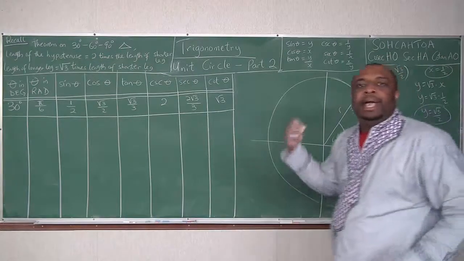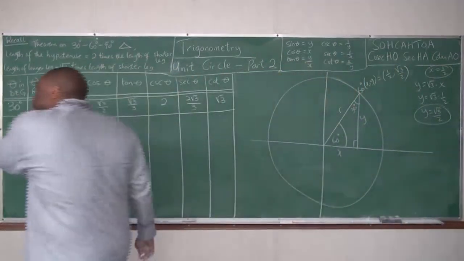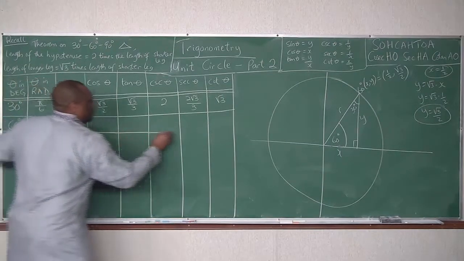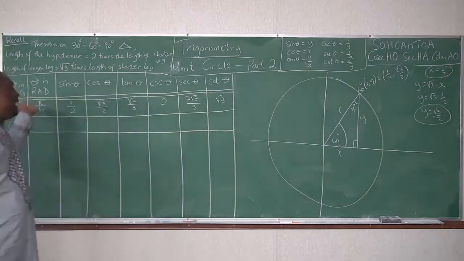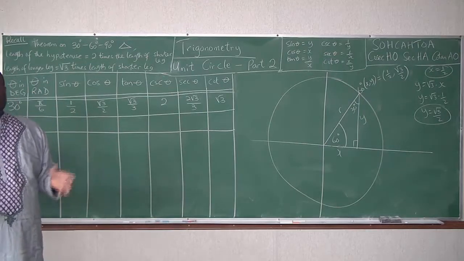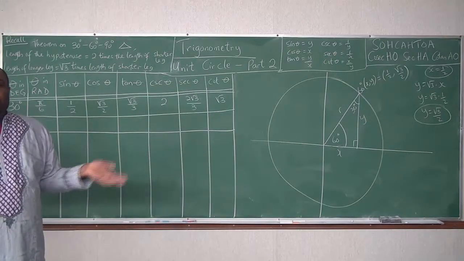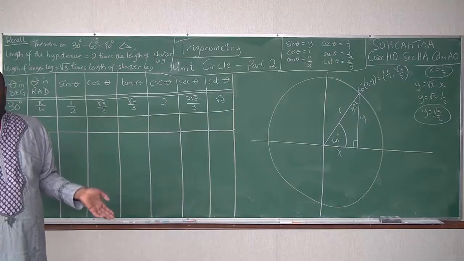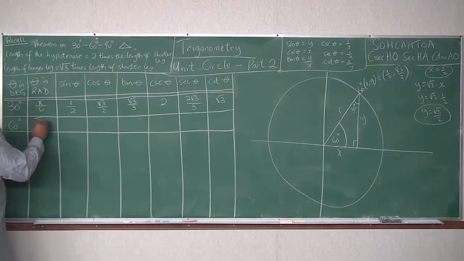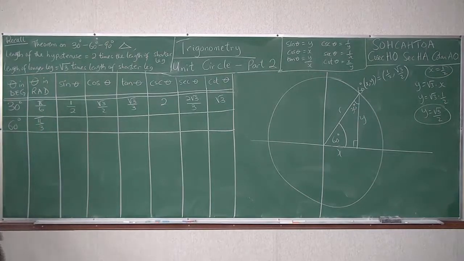Let's go ahead and write the trig functions. Now, 60 degrees. You ask yourself, how do you convert this to radians? 180 is pi radian. What will you do to 180 to give you 60? You divide by what? 3. Right? So this is pi over 3. Just like you divide 180 by 6 to give 30, you divide 180 by 3 to give 60. So it's pi over 3.